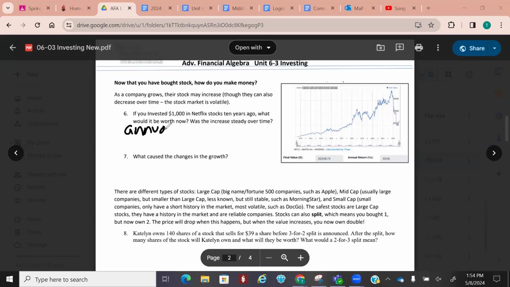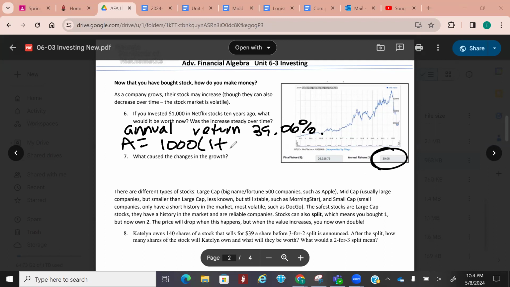So the annual return was 39.06%. Okay, and we can see that from here. And then what you're going to do is take A, which is the amount that you're going to get, take the 1,000, multiply by 1 plus 0.3906, and we're doing it for 10 years. When we plug that in, that's going to be 27,040.97. Okay, so in 10 years, you just went from 1,000 to 27,000.